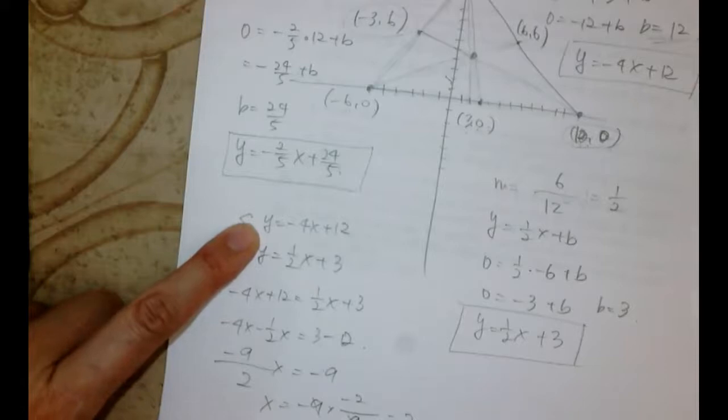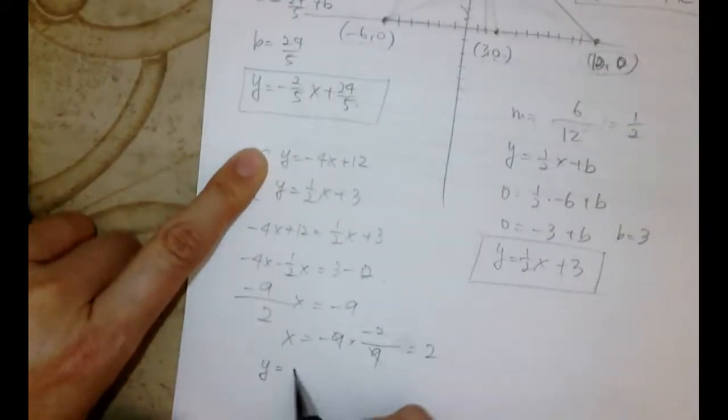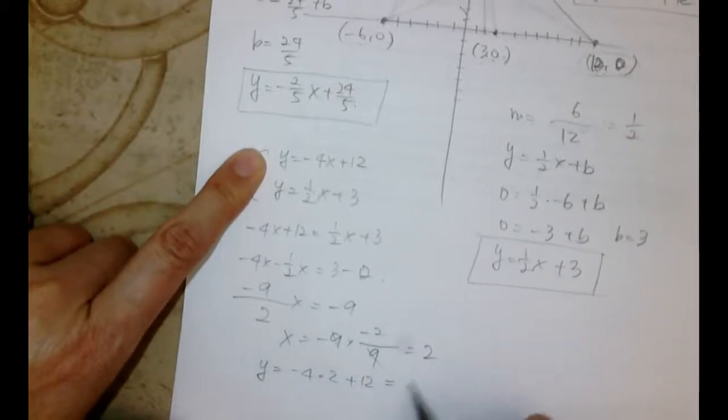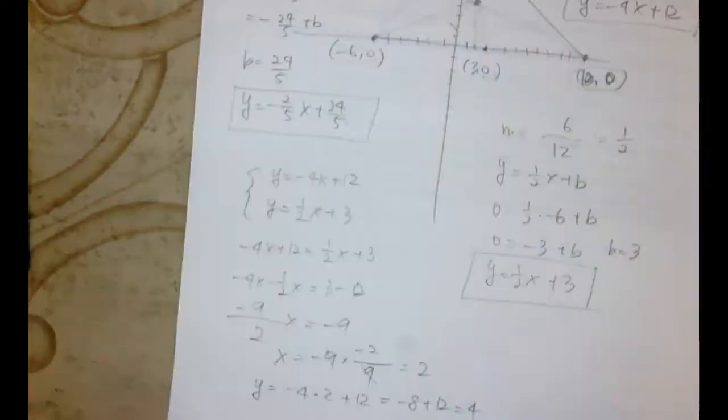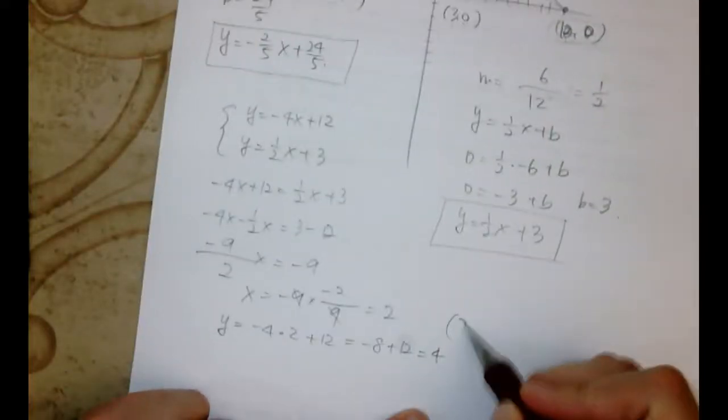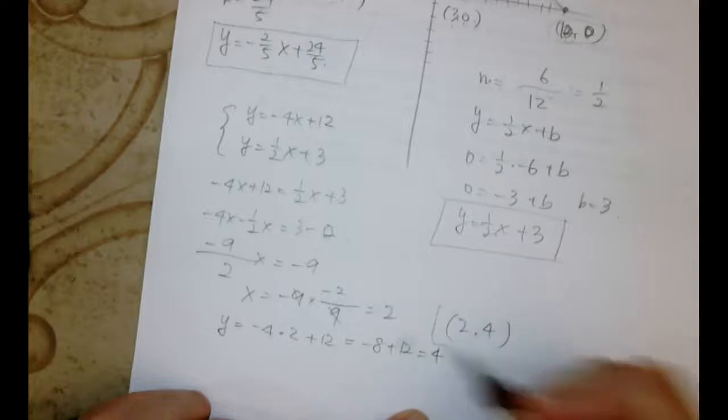Let's plug the 2 in here to get y. So y equals minus 4 times 2 plus 12, which is minus 8 plus 12, which is 4, and that looks about right. So the coordinate of the intersection is x equals 2, y equals 4.